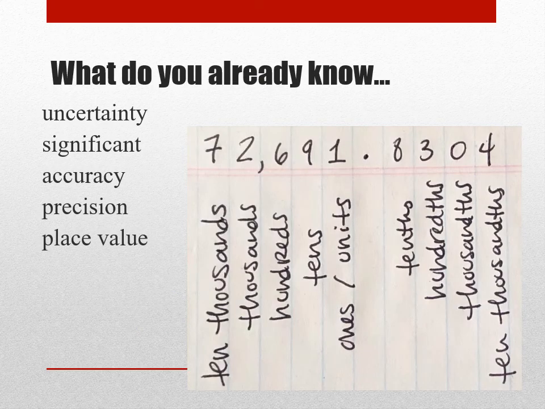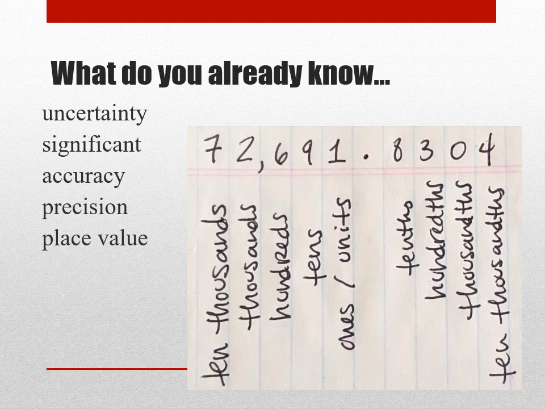All right. So before we get going, I do want you to think about the vocabulary that you already know. Things, ideas, concepts that are already in your head. We're going to use those and just take them a little bit further in this lecture. So uncertainty, significant, accuracy, precision, and place value. These are words that we use normally in the world. Today we're just going to talk about how they might be used specifically in chemistry.